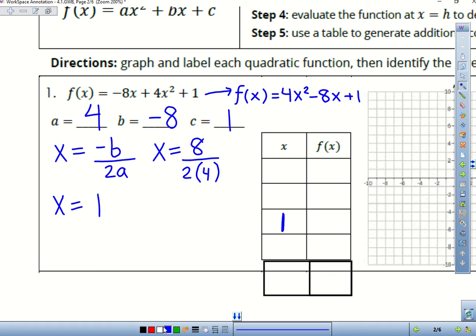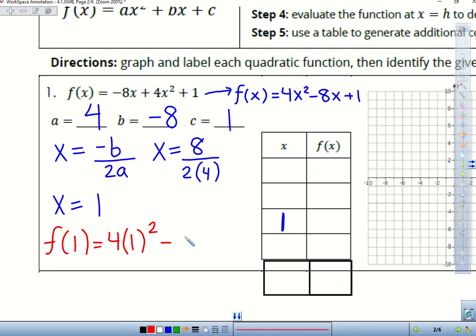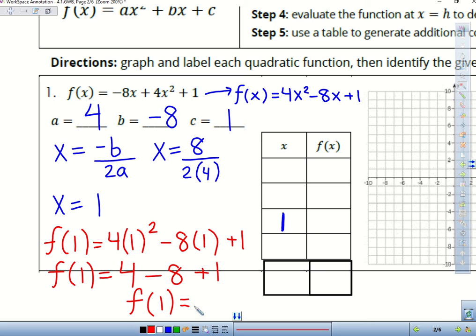Now what you would then do, if you're doing this all by hand, you would then take that x value and plug it into the function. So I'm going to take my function, where I'm going to replace every single x with the x value I just found. And then I just simplify. So 1 squared is 1, 1 times 4 is 4, minus 1 times 8, which is 8, plus 1. That simplifies to give me negative 3, right? So what we just found, this is the vertex, okay?